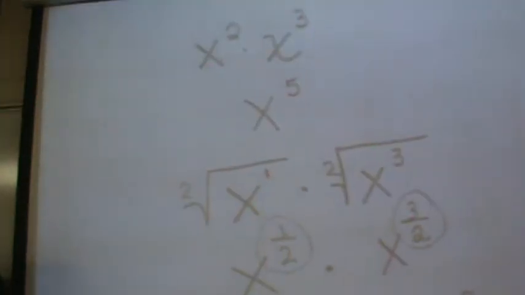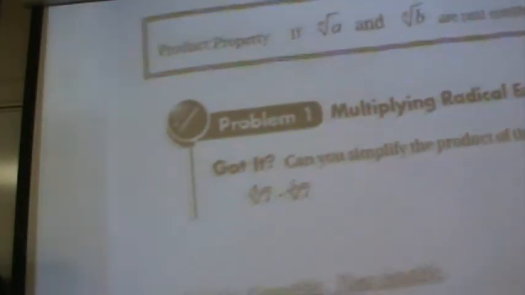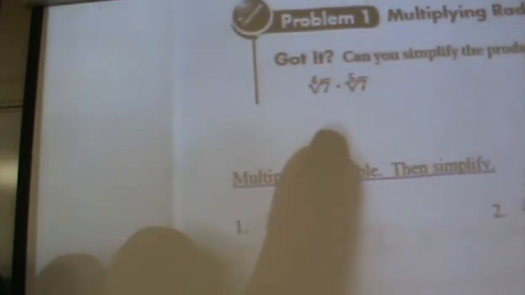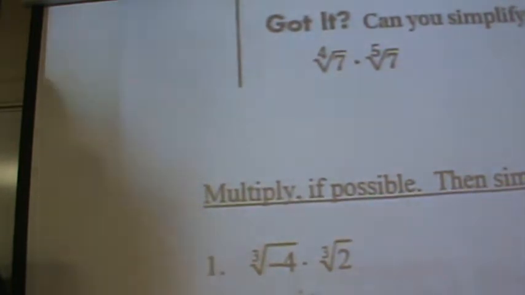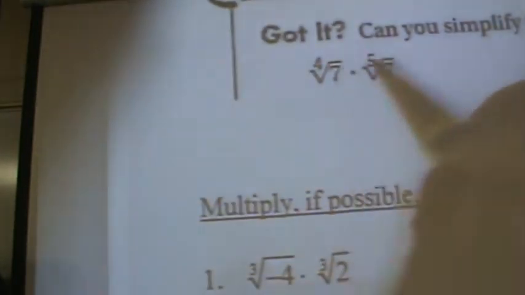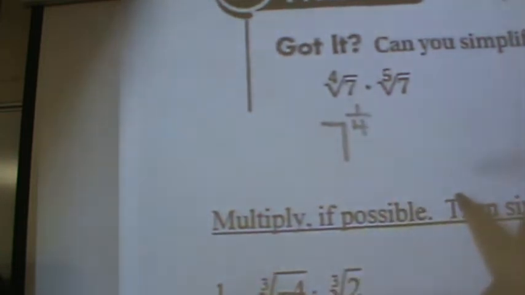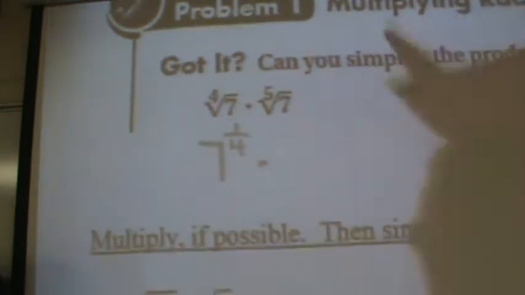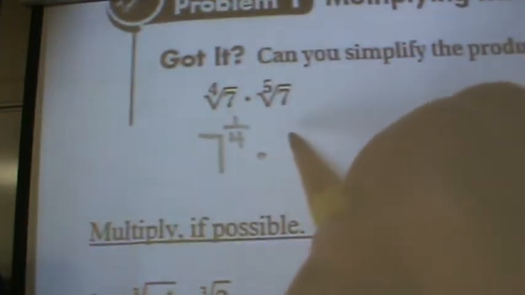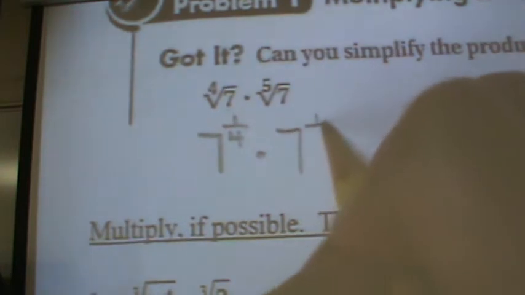All right, so I want you to look at this first example right here. First of all, can you rewrite the 4th root of 7? What would it be? 7 to the what power? 1/4. Good job. 7 to the 1/4. That's perfect. Can you slide this down? Okay. How about the 5th root of 7? How would you write that? That's the 1/5. Very good.